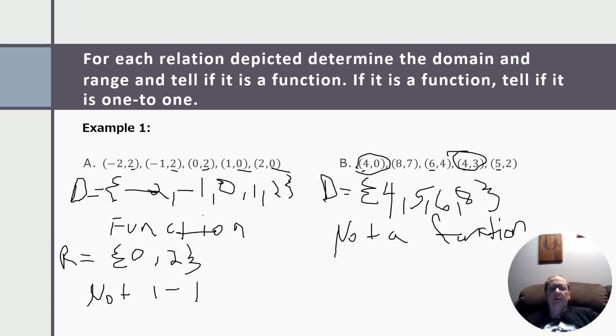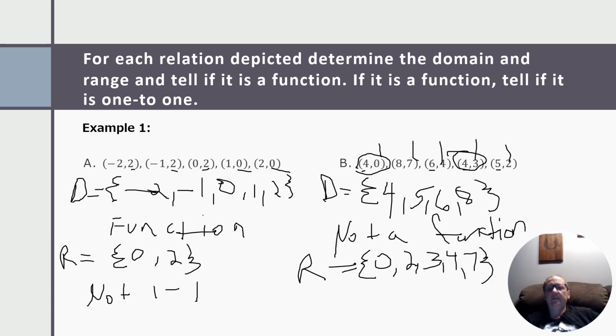All right, so now we go back to get the range. So that's our set of y values. So it looks like our smallest y value is 0. Then we have 2 over here, then 3, then 4, and last but not least, 7. So since it's not a function, I don't need to tell if it's a one-to-one function because it's not a function. So there we go.